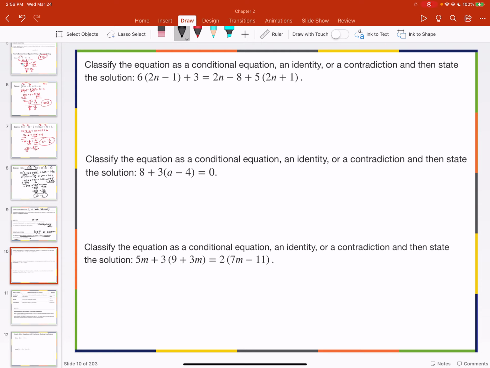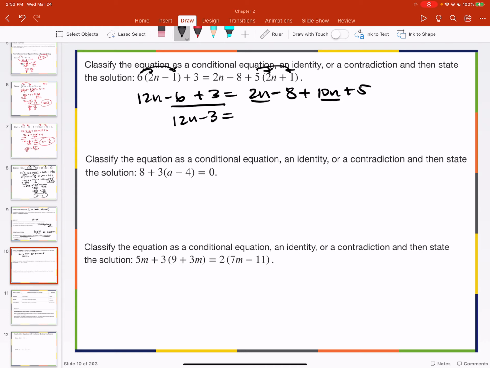So here, let's first simplify this here. We have 6, we're going to distribute this 6, so 12n minus 6 plus 3 equals 2n minus 8 plus, and then distributing the 5, you get 10n plus 5. So simplifying like terms, 12n minus 3 equals 12n minus 3. So they're exactly the same, right? So from here, you can already state that this is an identity because you have 2 equal things.